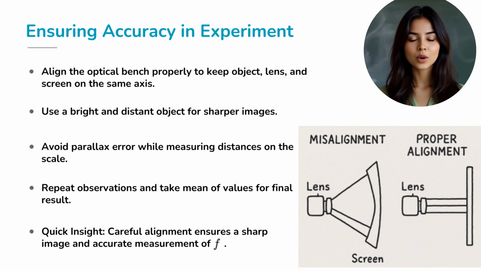Finally, repeat your observations and record several values. Taking the mean, or average, ensures that random errors are minimized and the final focal length is more accurate. Quick insight: careful alignment and repeated trials are like double-checking your homework. They don't just improve accuracy, they also give confidence that the result you're reporting is trustworthy.